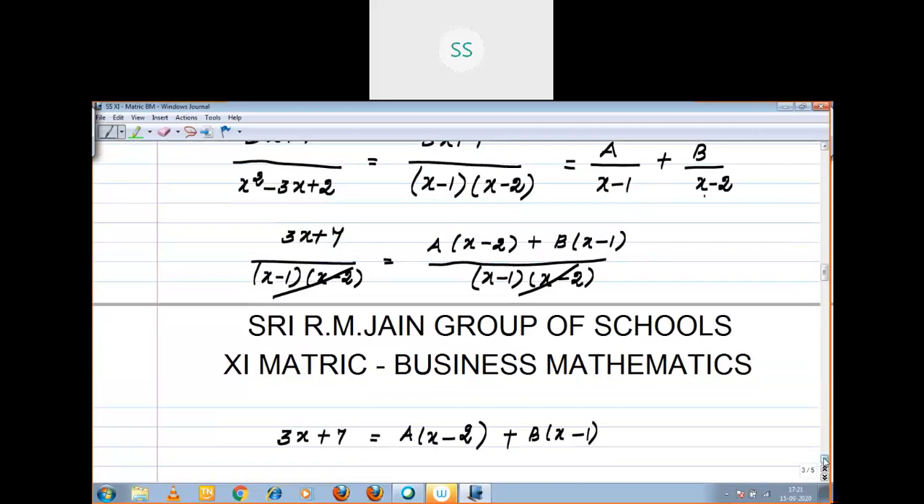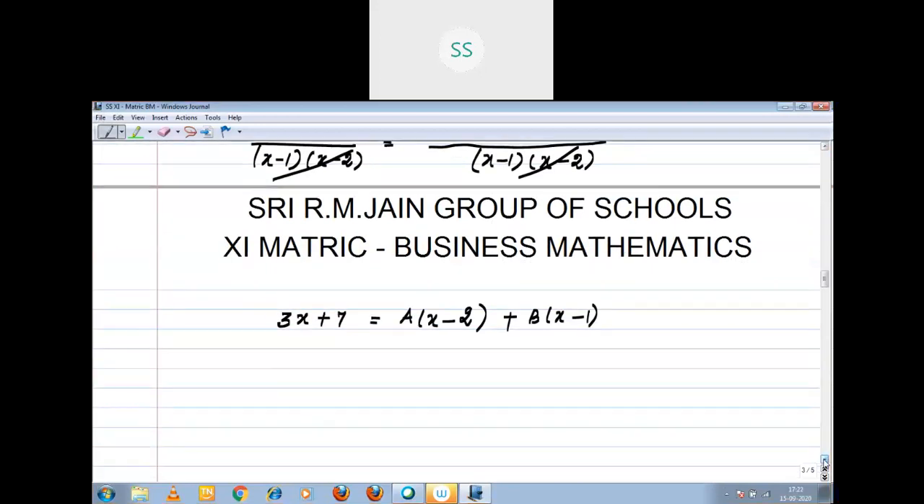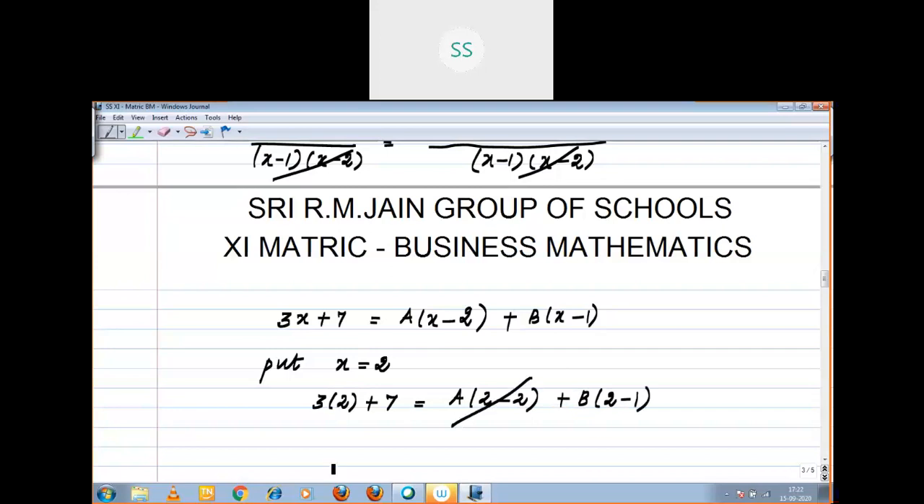Now I am going to teach you the simple method. You have to substitute. Put x is equal to 2. If I substitute x is equal to 2, I can get the value of b. 3 into 2 plus 7 equal to a into 2 minus 2 plus b into 2 minus 1. It has vanished. Here, 6 plus 7, 13 equal to b. What is the value of b now? b equal to 13.